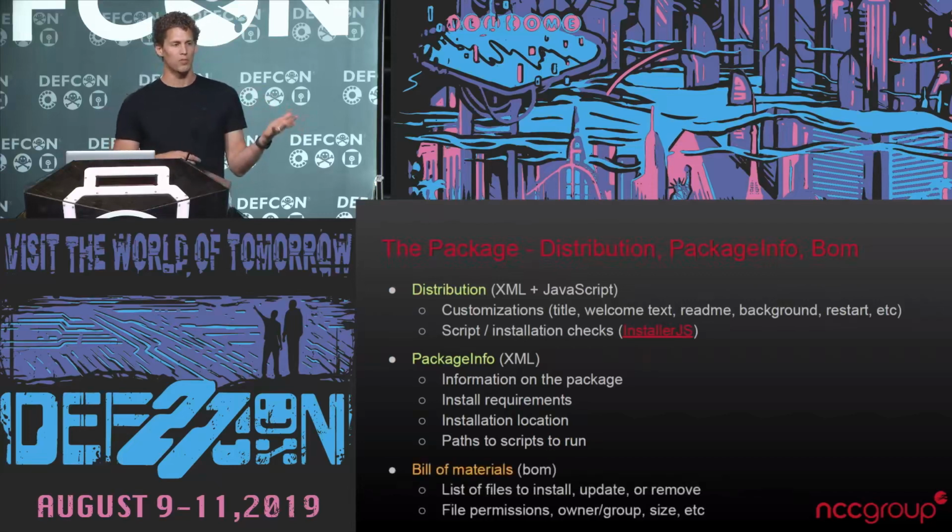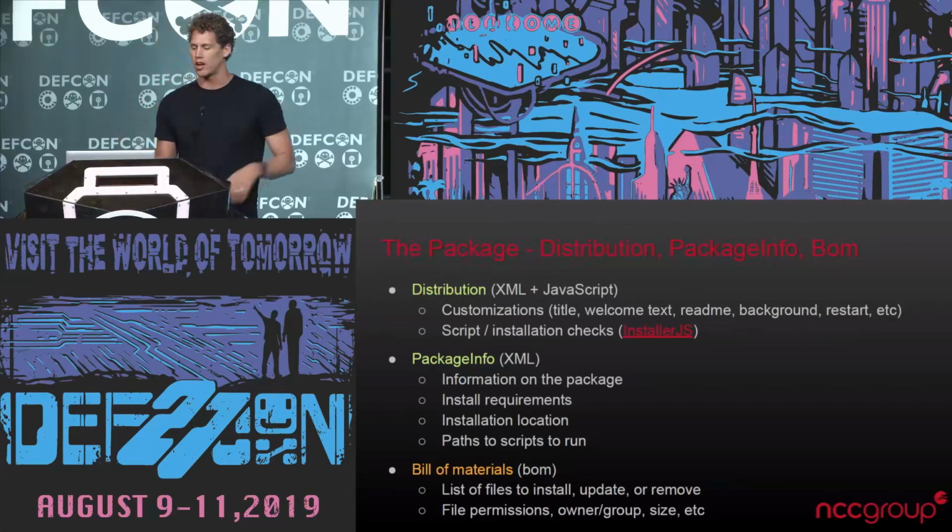And then you have the bill of materials. This is a special file that lists out all the files that will be installed, updated, or removed during the installation process. And it includes their file permissions, the owner and group that they will have, the size of the files, and creation time, and some other file metadata.